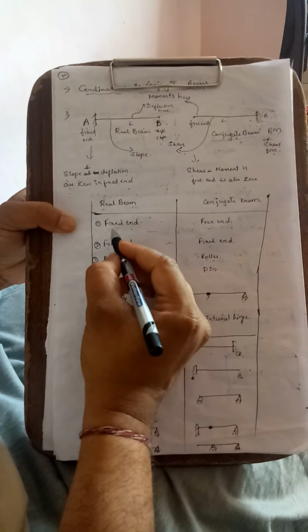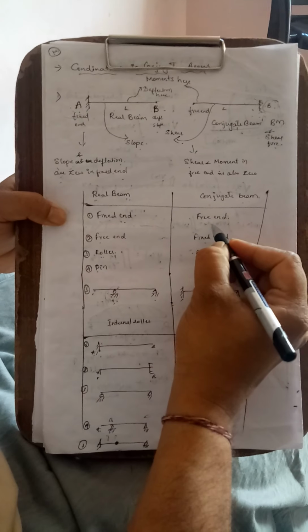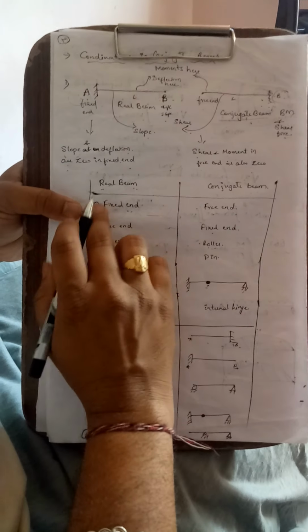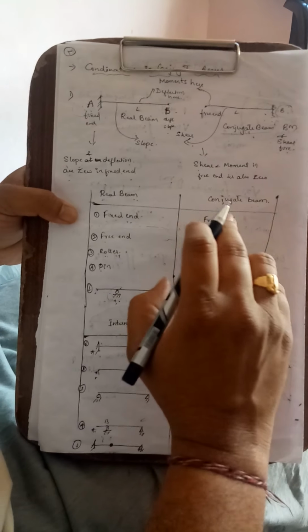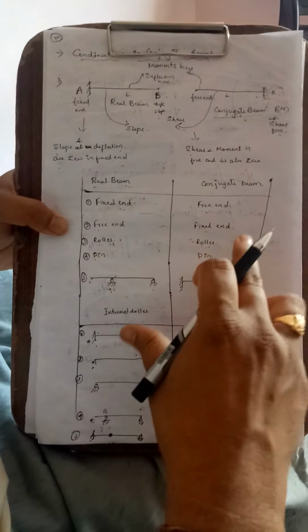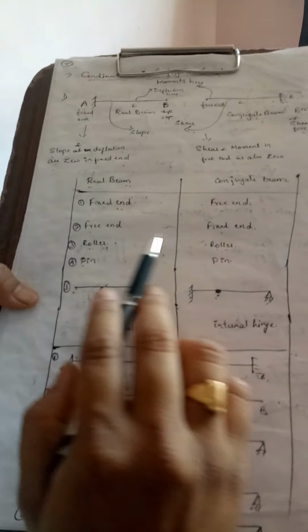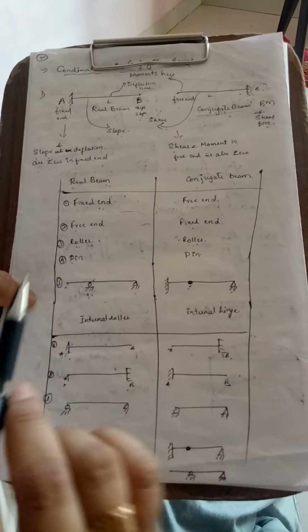If the support is a fixed end, that support is converted into a free end. I repeat, if the support is a fixed end, it is converted into a free end, and a free end is converted into a fixed end. If it is a roller, it is also a roller. If it is a pin, it is also a pin.